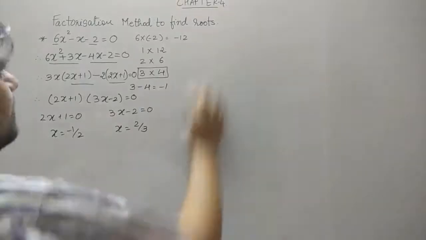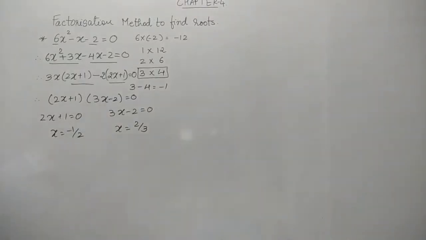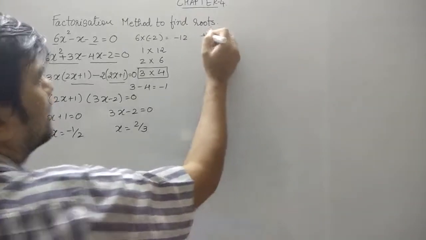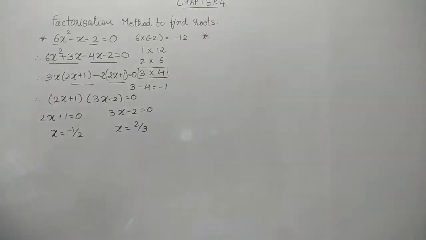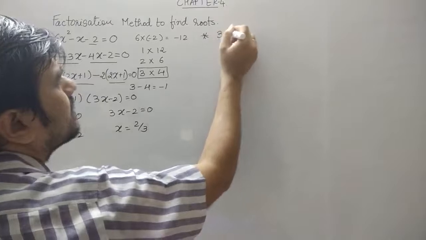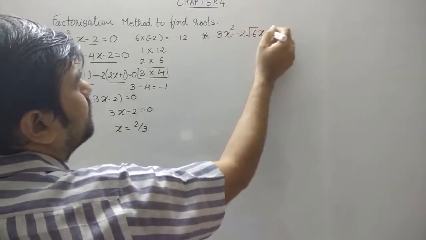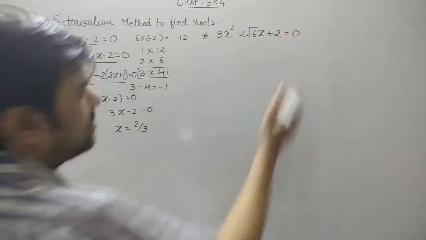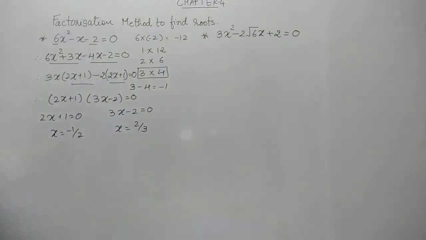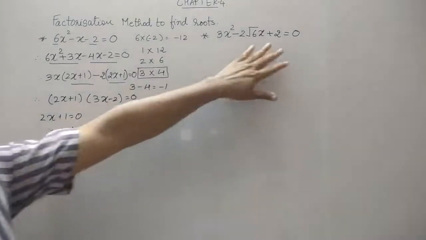Now we'll do the next number. Sure. Let's see the question here. The question is 3x square minus 2 root 6x plus 2 is equals to 0. This is the question. Now we have to find out the roots of this equation.